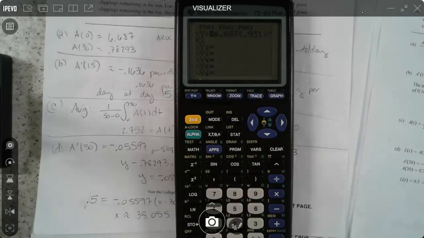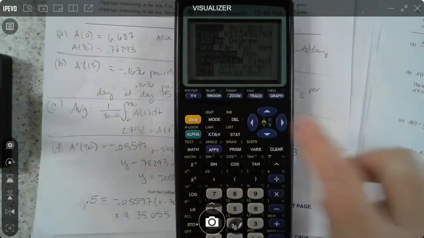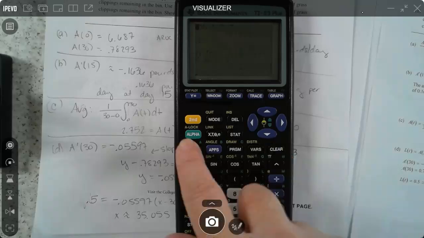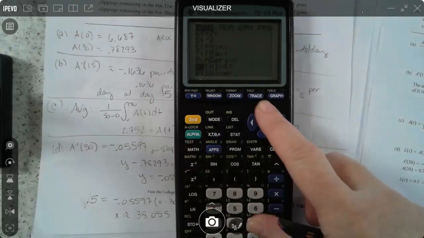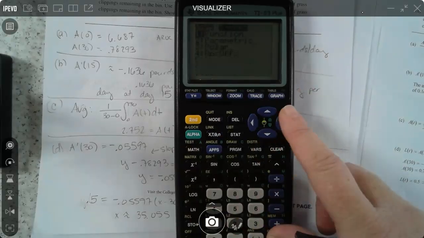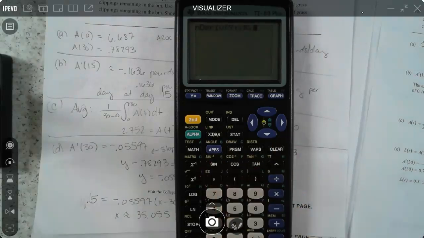6.687 times 0.931. No, it's not an integral. You're not going from something to something, right? So whenever we do n-deriv on this one, I'm doing math n-deriv y1 with respect to x at what point? At 15. You're not giving it a bound. You're not going from 0 to 15. You're just doing that at 15. Okay, yeah.